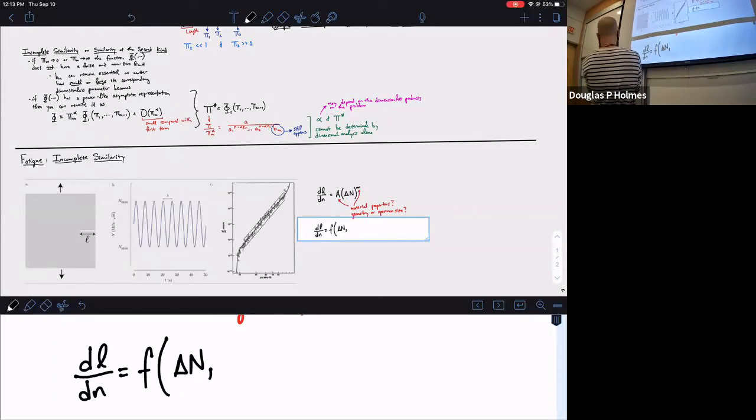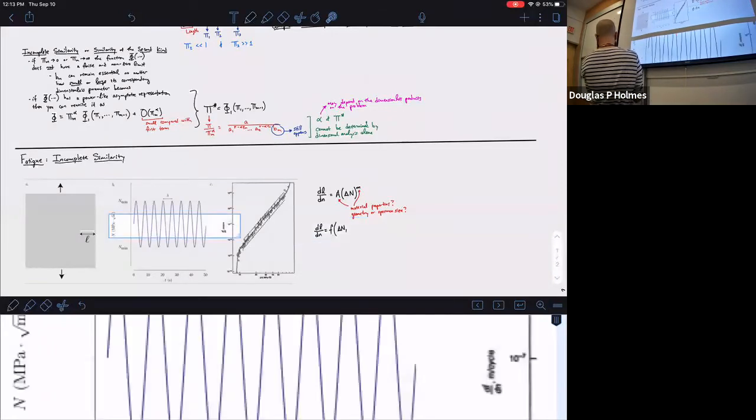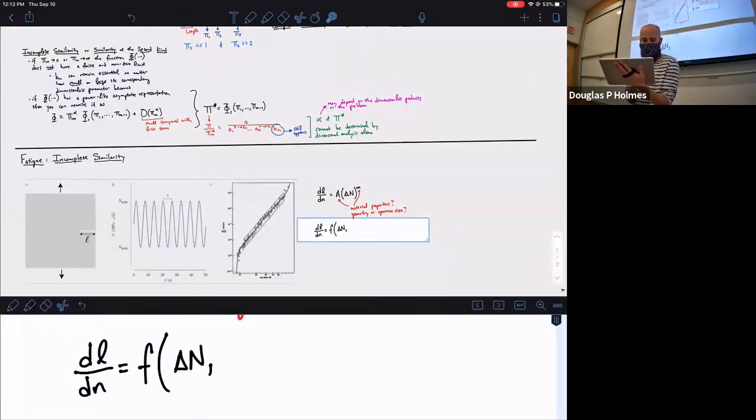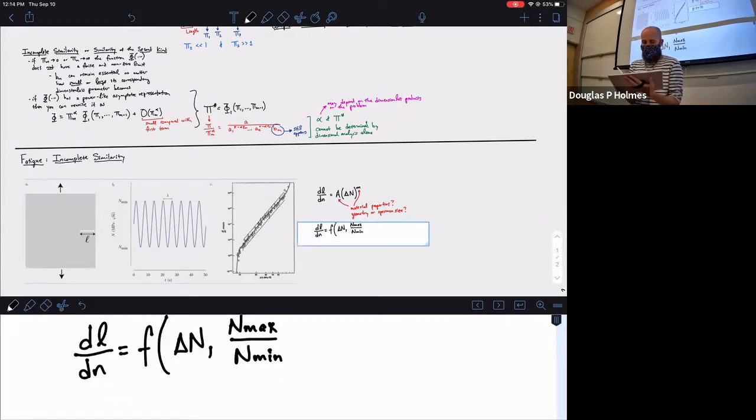So meaning that if this is my middle line here, the amount above it and the amount below it are the same. But it doesn't have to be. So we can come over here and say, well, let me look at N max over N min for the sake of brevity. We'll call this R going forward.